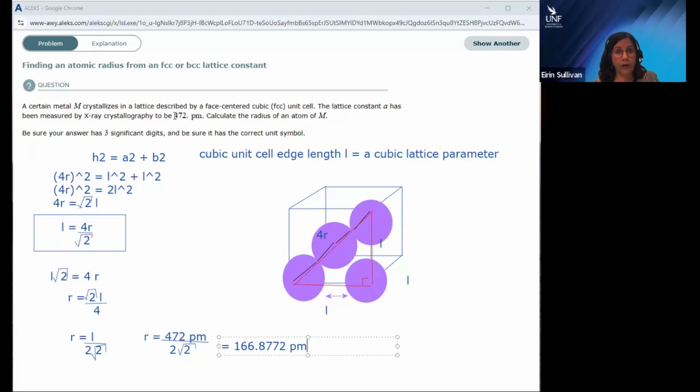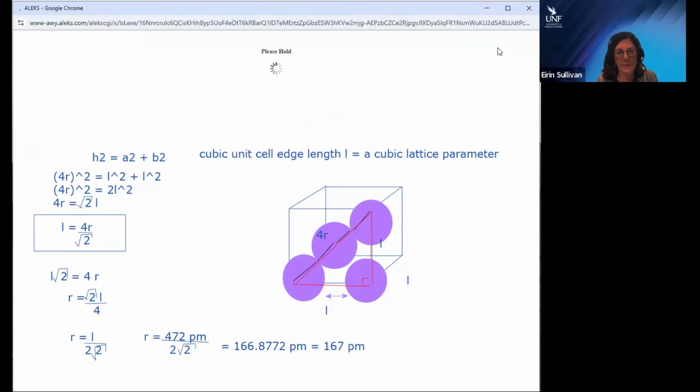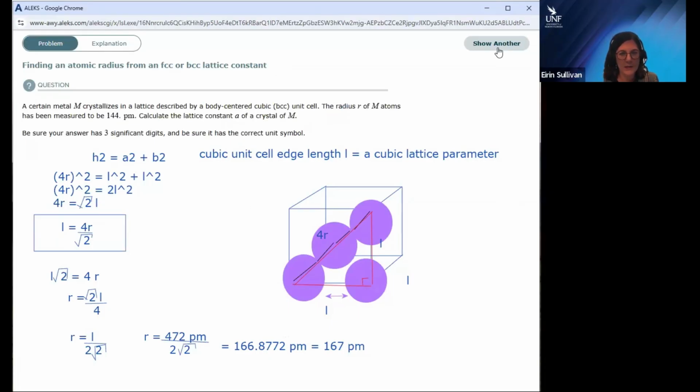I think I should be doing this to 3 sig figs, given that my value for the lattice constant was given to 3 sig figs. So I'm going to say 167 picometers to 3 sig figs. Okay, so I'm going to do a little bit of rinse and repeat and see if I can find another one that's body-centered cubic. Give me body-centered.